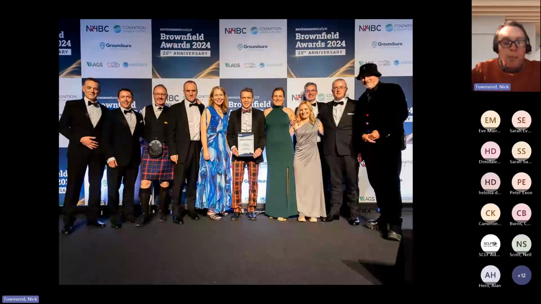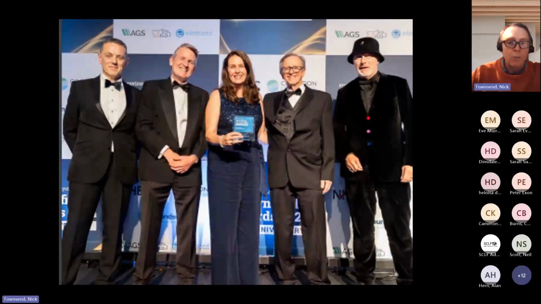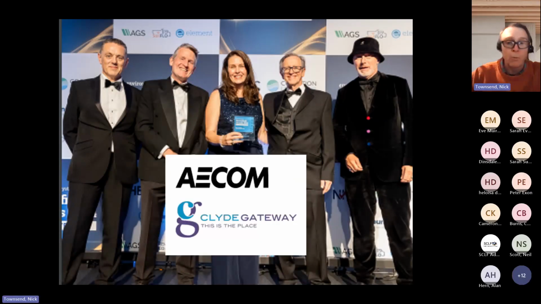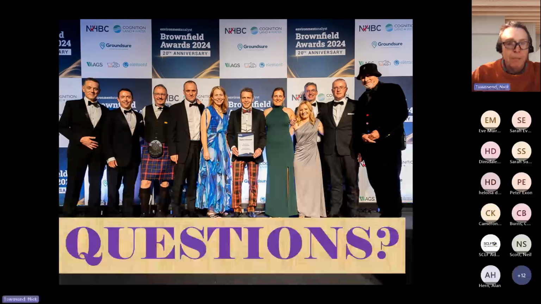So some of you may already know the answer, but did the judges agree with me? Well, almost. We got a highly commended. The winners were actually ACOM and Clyde Gateway for Shorefield. That was the evolution of a conceptual site model and remediation strategy. So congratulations to them and apologies for the poor quality of the photo. So on that, I'll conclude and ask if there are any questions.